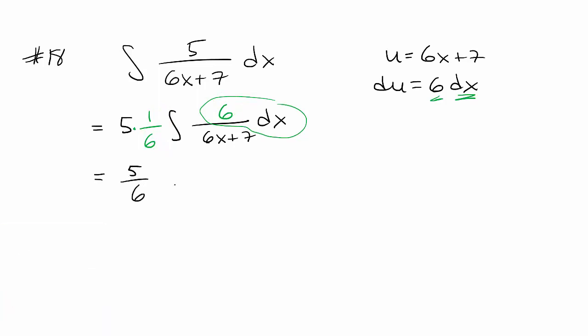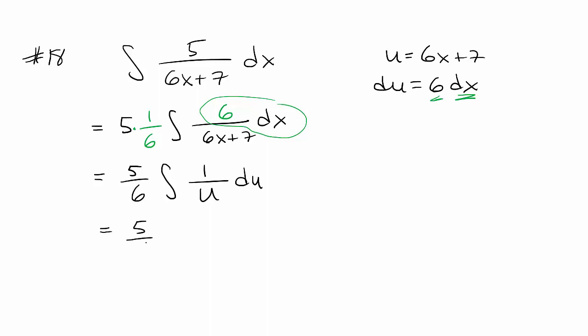So I have 5/6 integral. I'll just put 1 in the numerator as a placeholder because I like to put the du, the differential, off to the side. And I'll put a u in the denominator. All right, so that's what it looks like after we substituted over.